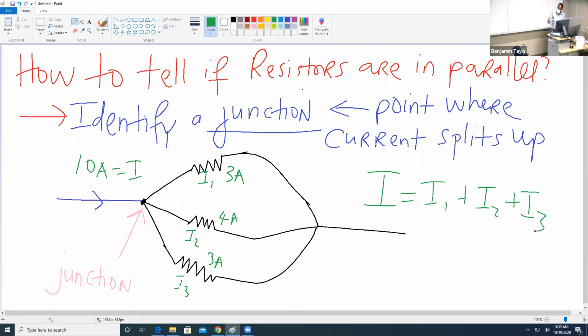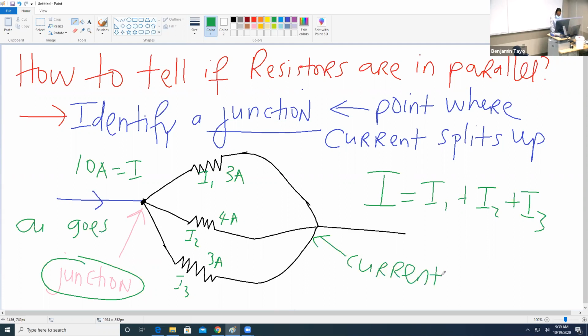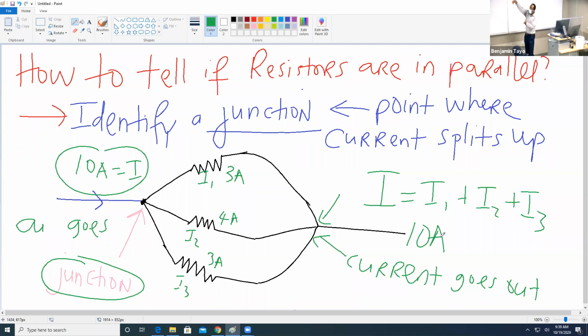So each time that you analyze a circuit, look at the junction. This is the point where the current goes in, and then current comes out here. If this is 10 amps, by the time that it goes out of here, it should also be equal to 10 amps, because I1, I2 and I3 are going to combine again. So that's how you identify if your resistors are in parallel or not. Always look for a junction to tell if the resistors are in parallel.